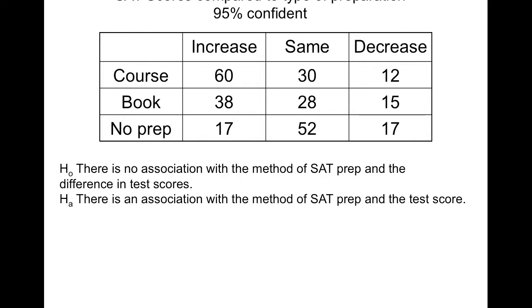Now we need our alpha level and our p-value. Alpha level, it is 95% confident. So that means our alpha level is the complement of that. So we have an alpha level of 0.05, and now we have our p-value. The p-value might involve a brand new function for you, typing in matrices. We need to get this table into our calculator.